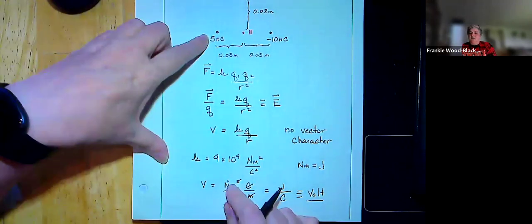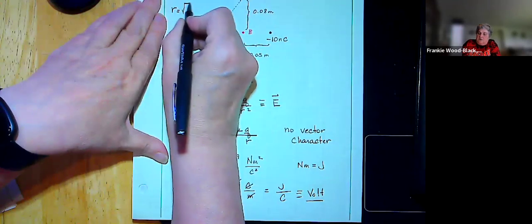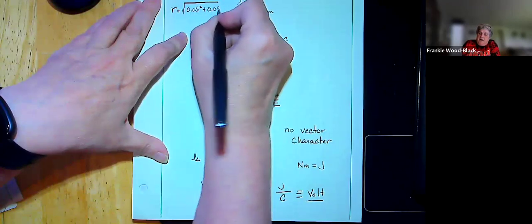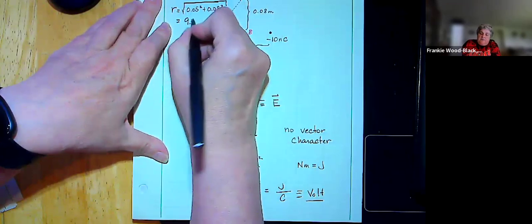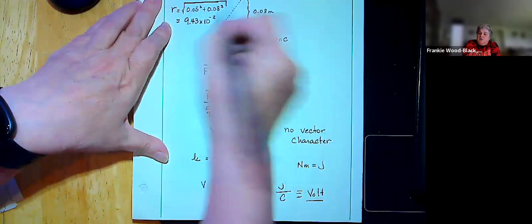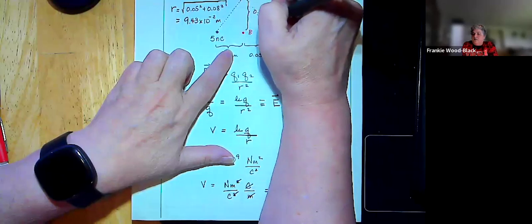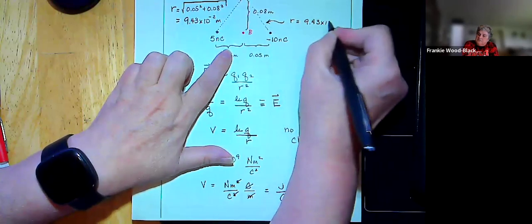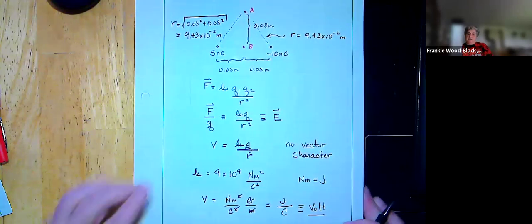Now, in order to do this, I'm going to have to know what these distances are. And we know what this distance is going to be, or we can at least figure that distance out. R is going to equal the square root of our 0.05 squared plus our 0.08 squared. And if I punch that into the calculator, and if I've done everything correctly, I get 9.43 times 10 to the minus 2 meters. And because this is an isosceles triangle, this distance is going to be the same. So we've got our configuration distances that are there.